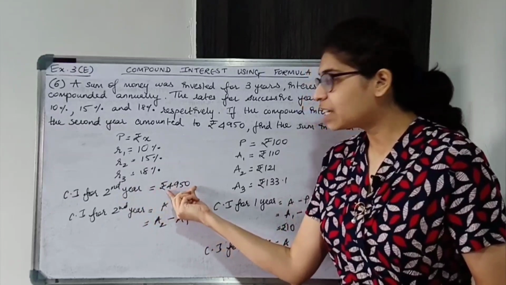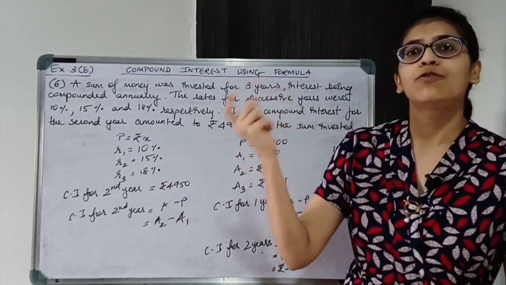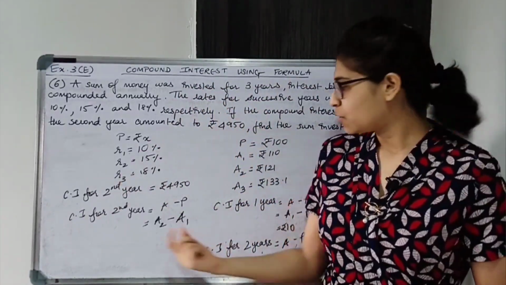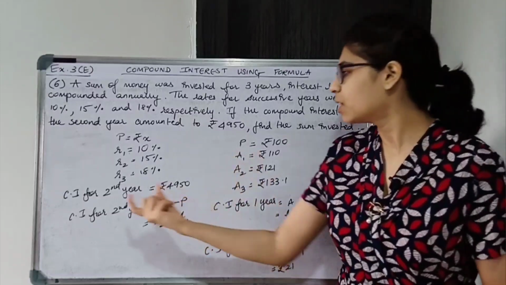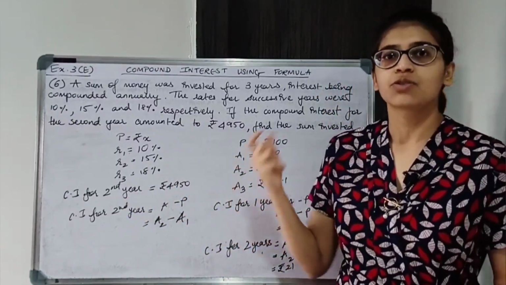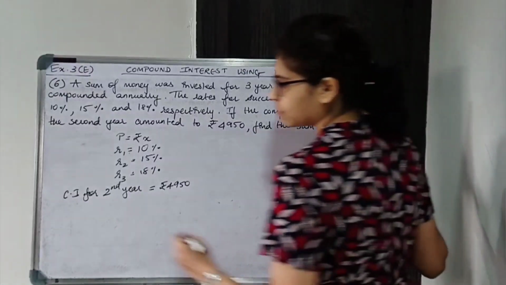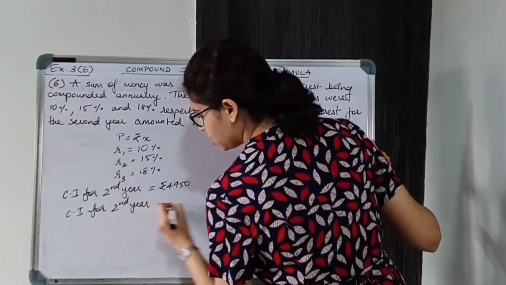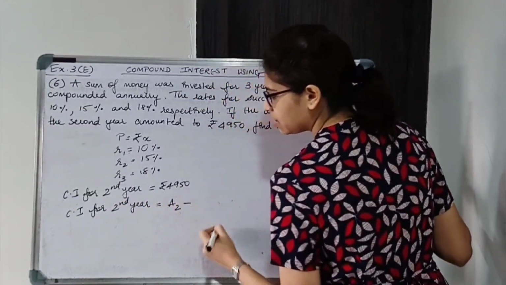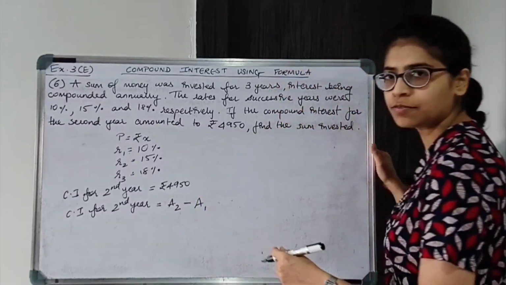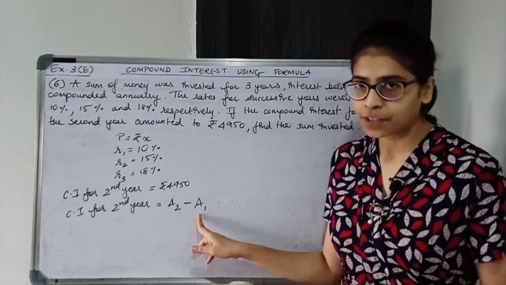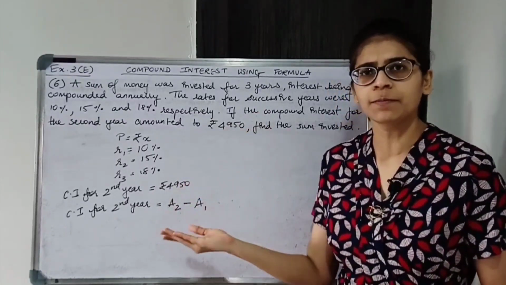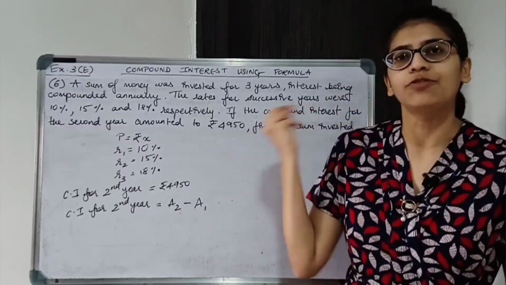Compound interest for second year is given to us, so you will calculate amount for 2 years and amount for 1 year, and that you will subtract. So A2 minus A1 will give you the compound interest for second year. Now let us move on to the question. So CI for second year is amount for second year minus the amount of first year, which becomes the principal for second year. Now we need to find amount for 2 years and amount for 1 year. Second year is nothing but 2 years. So amount for 2 years and amount for 1 year we need to find out.